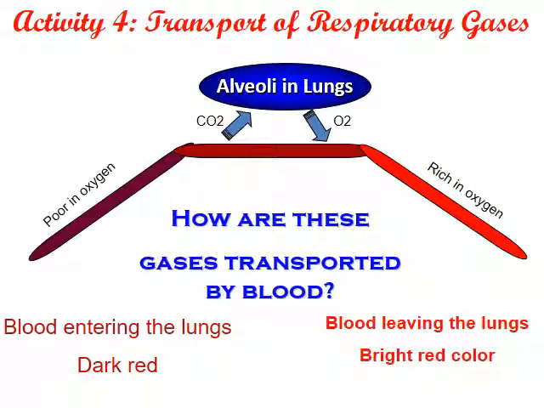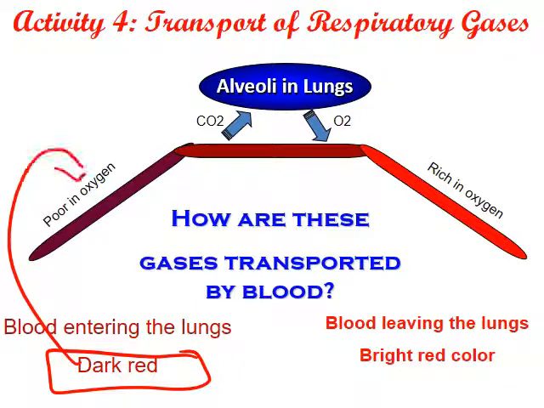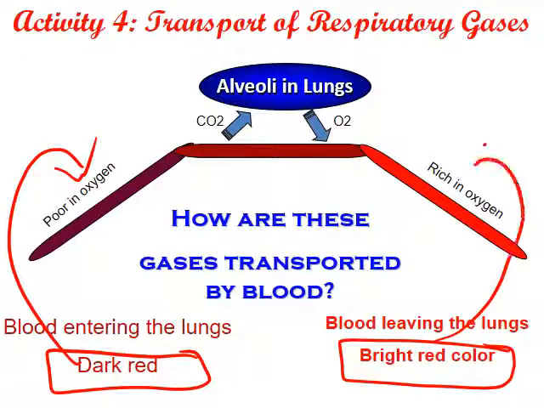But before we move into this, you have to know that blood entering the lungs is dark red in color. Why? Because it is poor in oxygen. While leaving the lungs, it's going to be bright red. Why? Because it contains a high amount of oxygen. It's rich in oxygen. In the alveoli, oxygen diffuses, and carbon dioxide is going to move toward them.